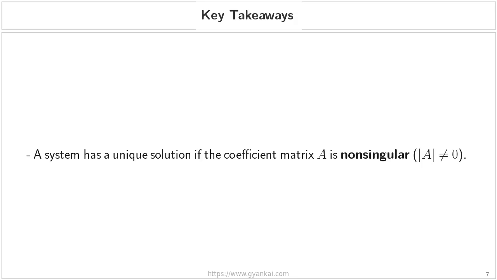Key takeaways. First, remember that a system of linear equations will have one, and only one, unique solution, provided that our coefficient matrix, A, is non-singular. In mathematical terms, this simply means that the determinant of A, denoted as the absolute value of A, must not be equal to 0. If the determinant is 0, we cannot proceed with this specific method.